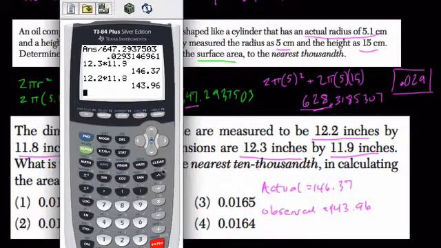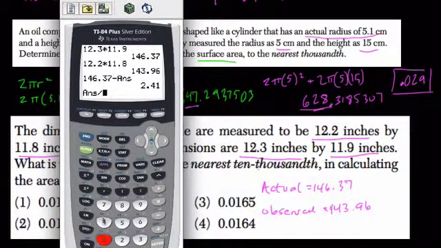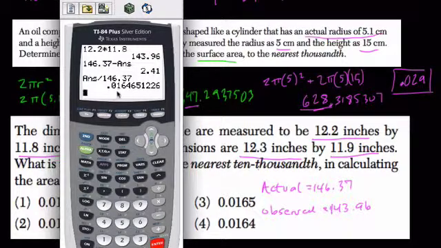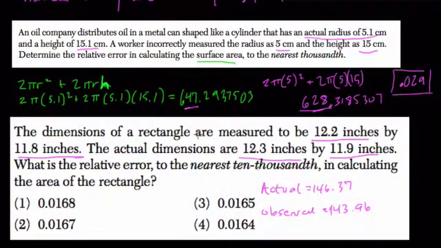Alright, so the absolute error is the difference between these. That'll be our first step here. So we want to do 146.37 minus the previous entry, second answer. We're off by 2.41, but it's out of the actual amount, or 146.37. So we divide that by 146.37. You have 0.0164. We want the nearest thousandth, so it's 0.0165, right? This 6 rounds the 4 up to a 5. So here we get choice 3. Okay, moving on.